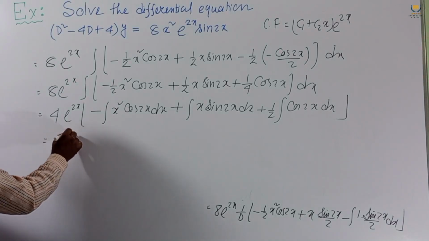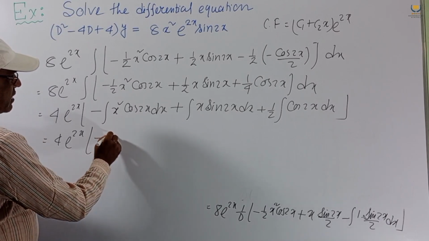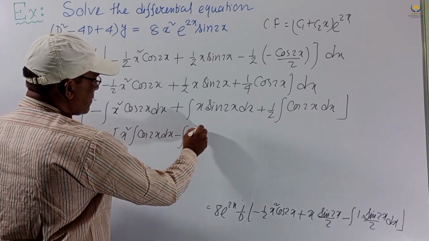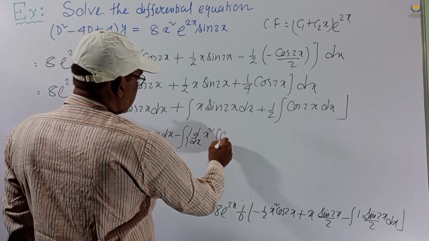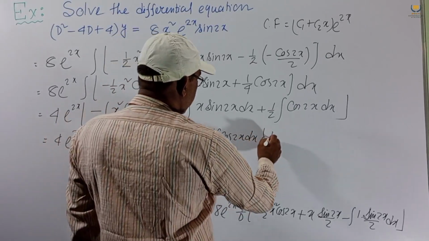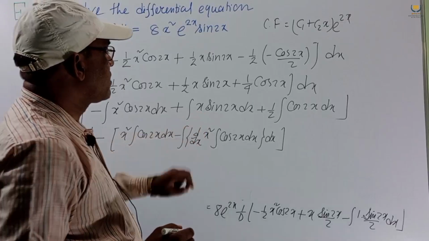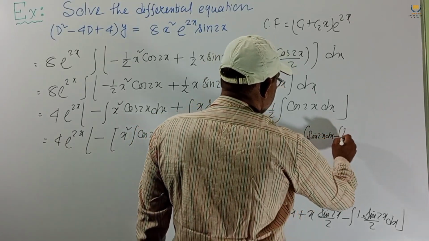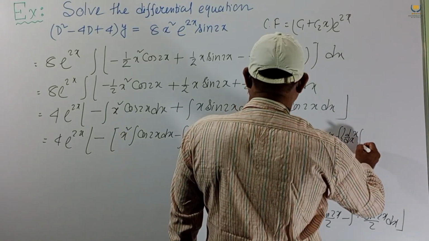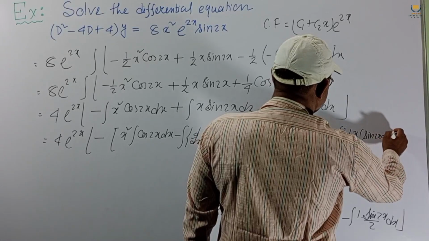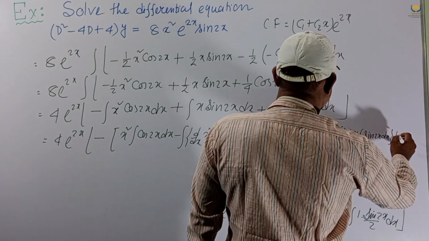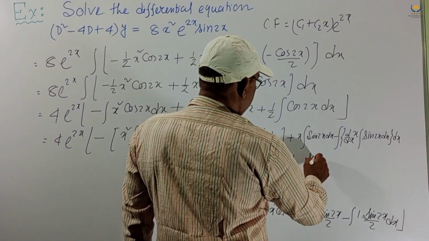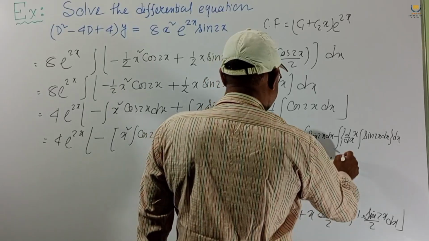So 4 e to the power twice x minus, again using Weippert's formula, first function times integration of cos twice x dx, minus integration of d/dx of x square times integration of cos twice x dx into dx, this one. And here also using Weippert's formula, x times integration of sine twice x dx minus integration of d/dx of x times integration of sine twice x dx into dx, we get this one. And the last one, this is 1 by 2 sine twice x by 2, we get this.